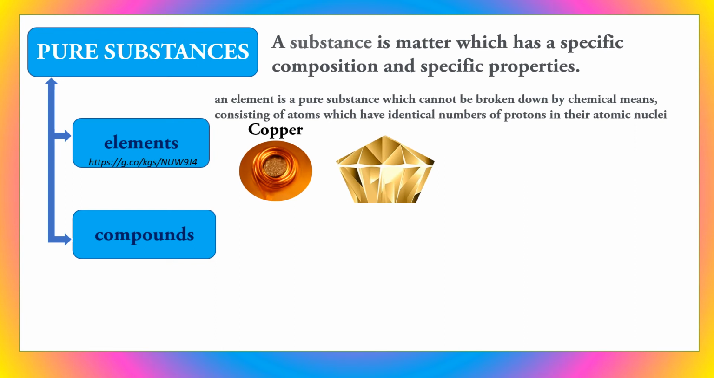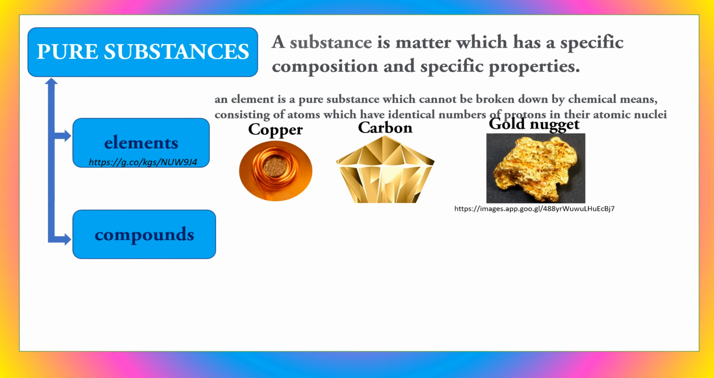We have gold. Oh, sorry, diamond. This is a diamond, which is composed of carbon atoms, and this one is a gold nugget, composed of gold atoms. It may look like a compound, but it is not. They are elements. So copper is made out of copper atoms. Diamond is made up of carbon atoms, and the gold nugget is made up of gold atoms.